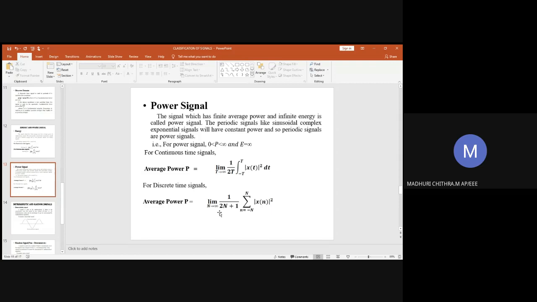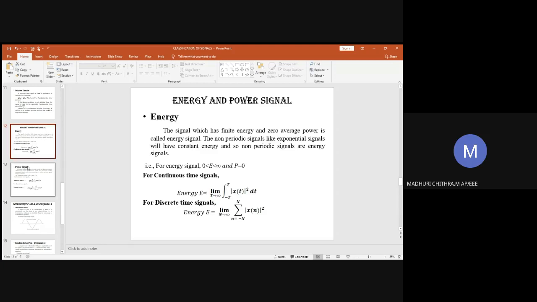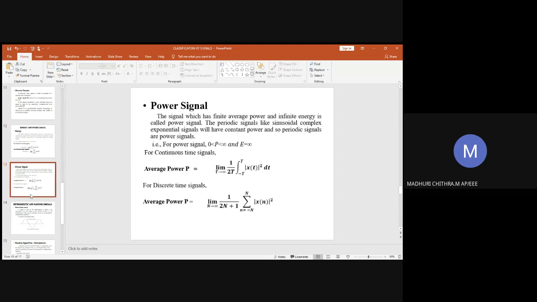So if you study one formula, by using that formula we can extract the other formula, so you don't need to worry about that. So that's all about the energy and power signals. These are very important formulas. By solving them we will get more knowledge and more idea about these signals.